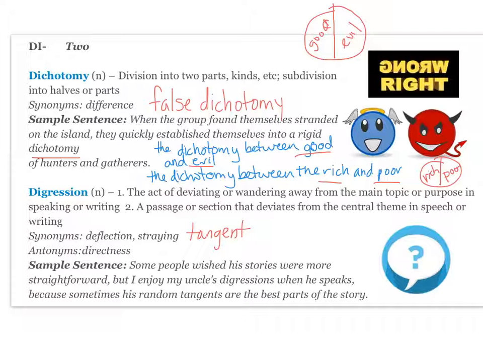Your antonym is directness. Your sample sentence says, some people wished his stories were more straightforward, but I enjoy my uncle's digressions when he speaks because sometimes his random tangents are the best parts of the story. So you see that word tangents in there too. Right, so a digression is when you go off topic. So you're talking about breakfast, and then you start talking about dessert, and that does not relate, right? It is a tangent.